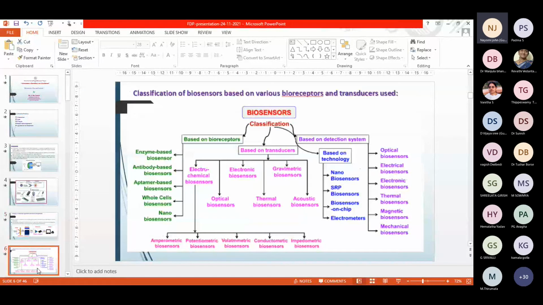So moving on to the classification of the biosensors. Biosensors are classified based on various components which are present within the biosensor.